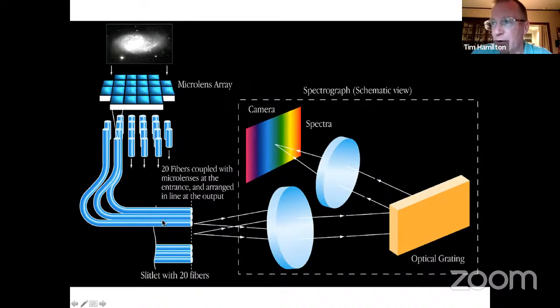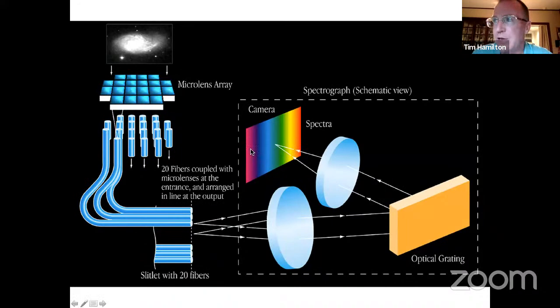The fibers are arranged into a slitlet, they call it, but that's really simply imitating the slit of a standard spectrograph, what's called a long slit spectrograph. And then that light is focused by a lens onto the diffraction grating. The diffraction grating disperses the spectrum, and then we have another lens to focus it onto the camera, which is really acting as a spectrograph detector in this case.